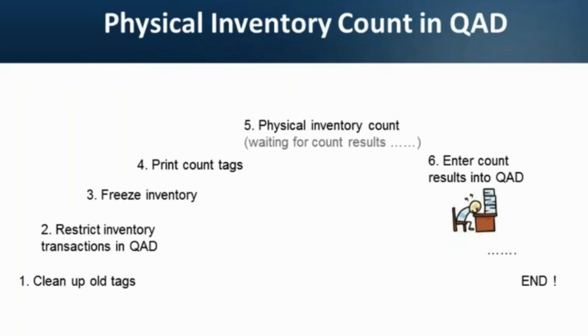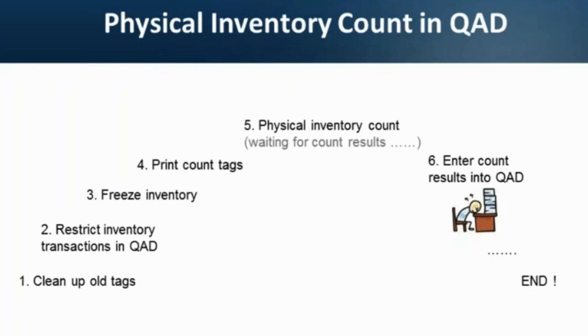Tags are distributed between people who will be doing the count, and the actual counting process begins. It is usually the most time-consuming part of physical inventory. The most stressful part, though, will be when I start collecting all the tags and entering count results into QAD.